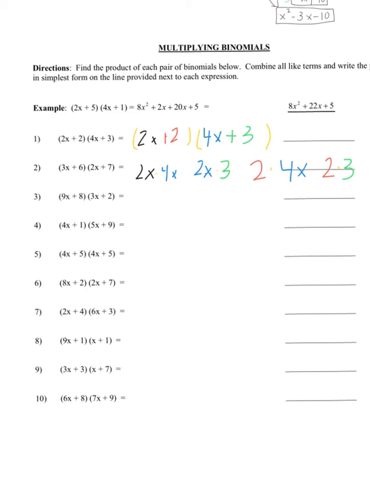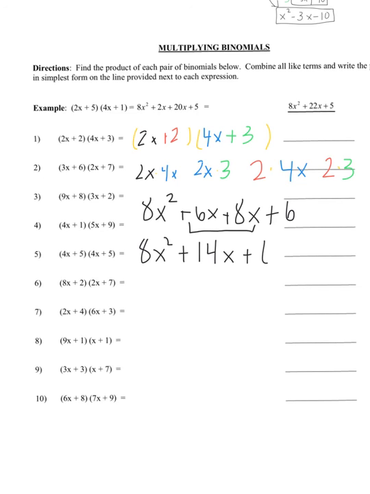So 2x times 4x is 8x squared. 2x times 3 is 6x. 2 times 4x is 8x. And 2 times 3 is 6. So we have 8x squared. We're going to combine these two, 6x and 8x, which gives us 14x. And then we have the +6.